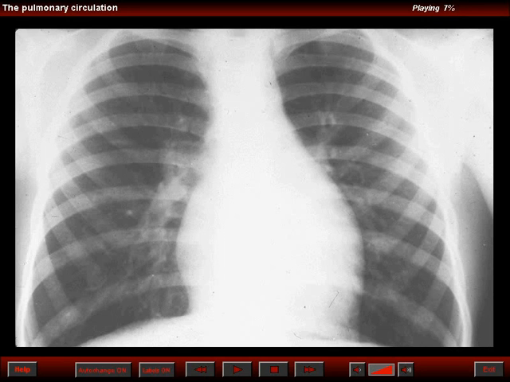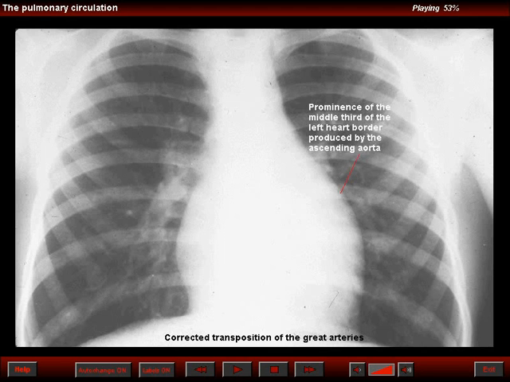In corrected transposition of the great arteries, that means a physiological correction of the circulation, we may see a bulging in the middle third of the left heart border, close to the left ventricular arc. And you can see in this case that the pulmonary vascularity is normal, and the patient had corrected transposition of the great arteries. And this middle third of the left heart border is formed by the ascending aorta, not by the pulmonary trunk.